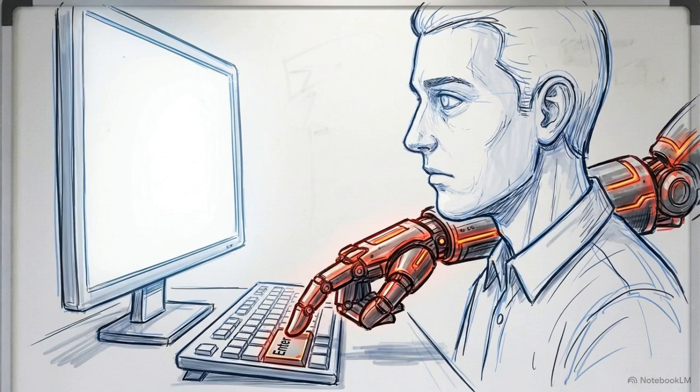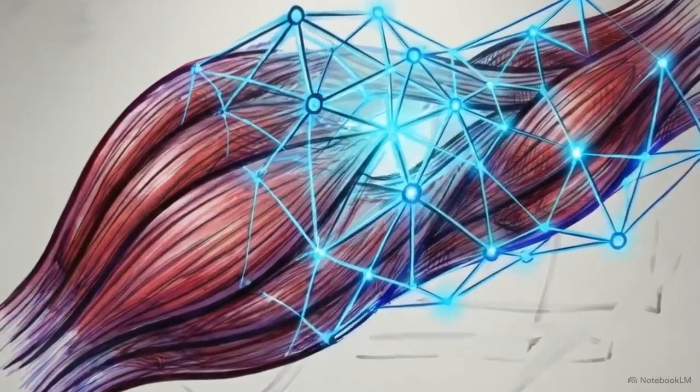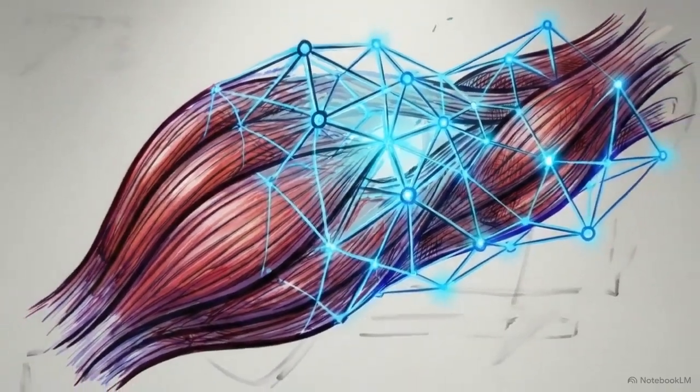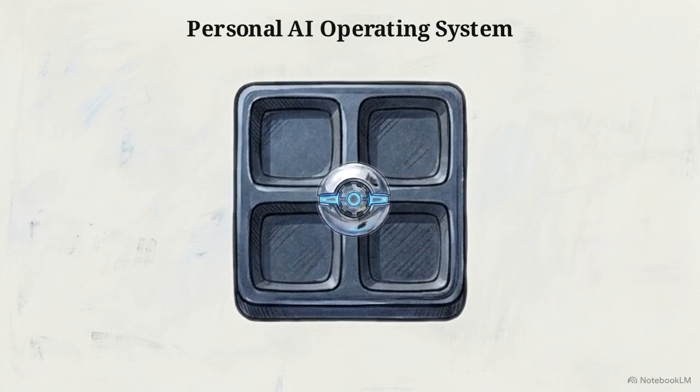Most people use AI to bypass complex problems, effectively training the software to become their own replacement. The top 1% of users do the opposite. They treat AI as cognitive resistance. By the end of this video, you will have built a personal AI operating system.